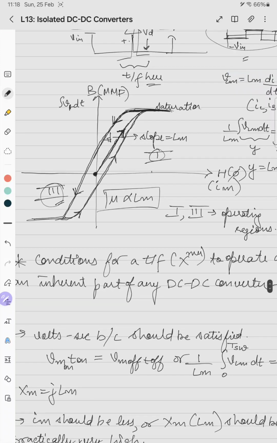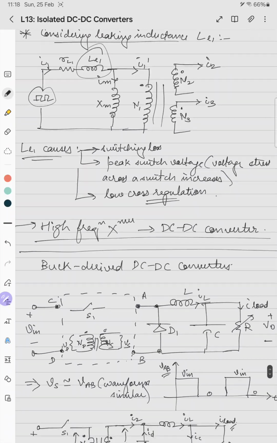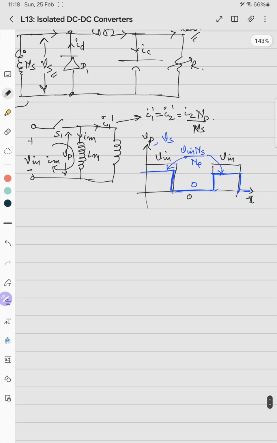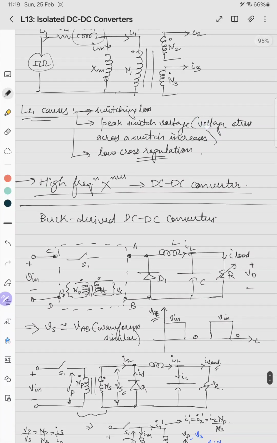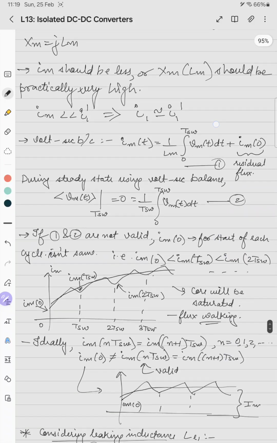And when the switch is off, from this point this will shift from here and again it starts to fall. But the thing is, the time for falling is limited. What is this time? 1 minus d into T switching. So what happens is that this Im has to be 0.